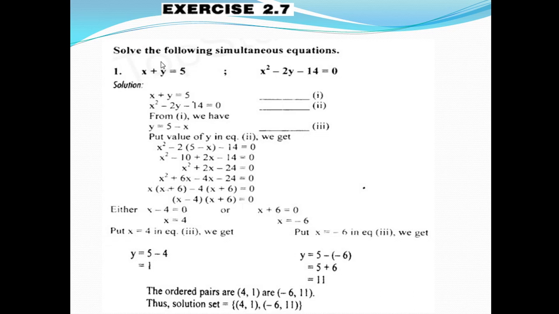Exercise 2.7, solve the following simultaneous equations. There are two equations. The first is linear and the second is quadratic. x plus y is equal to 5 and x square minus 2y minus 14 is equal to 0, a parabolic equation. From 1 we solve the equation: y is equal to 5 minus x. The x is plus on the left hand side, so going to the right hand side it changes sign. Put the value of y in equation 2, we get x square minus 2 times (5 minus x) minus 14 is equal to 0.